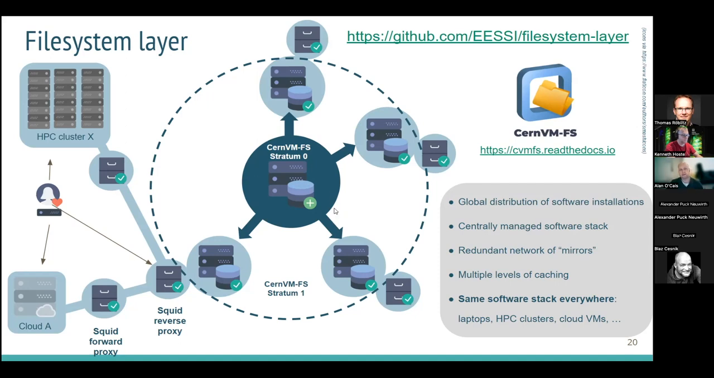You have the main copy of the data and the software in what's called stratum 0. And then you have mirrors of that data in different locations. These are called stratum 1s. Each of these stratum 1s has a complete copy of the data that's stored in stratum 0.